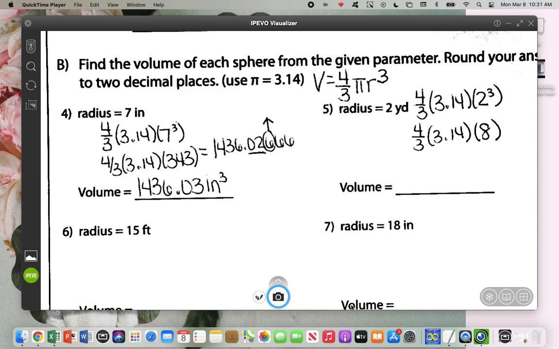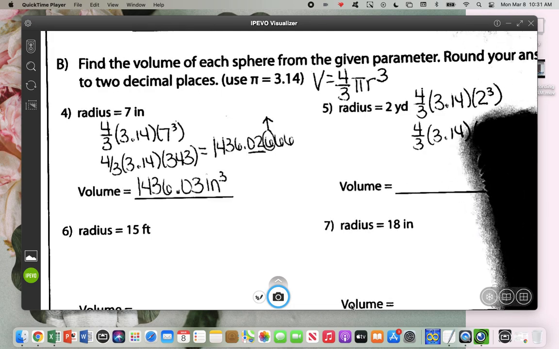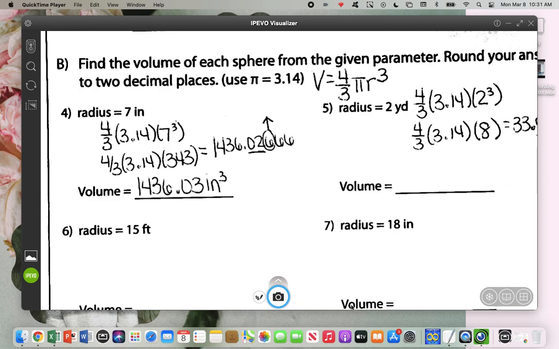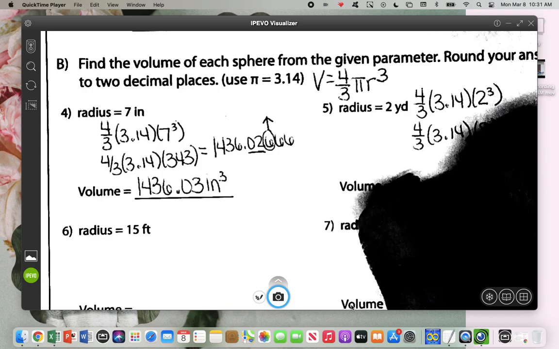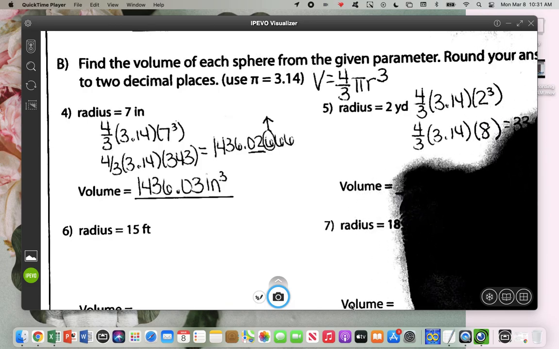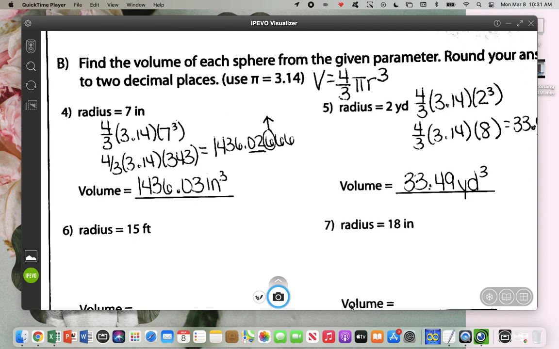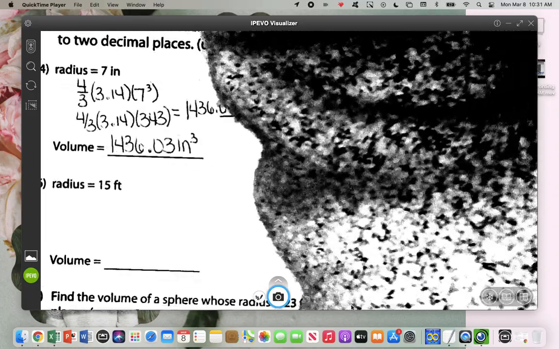You guys get 33.49? Because it was 33.49 and then a bunch of 3's. But the 3 tells us to stay the same. 33.49 yards cubed. Hey, we're almost done. All right, on number 6 and 7.